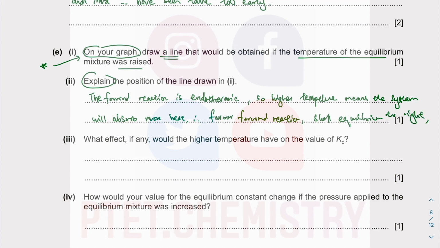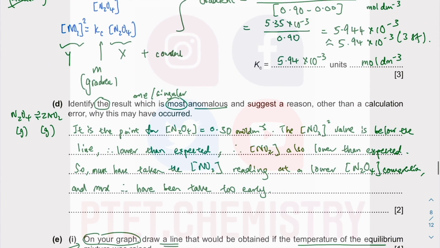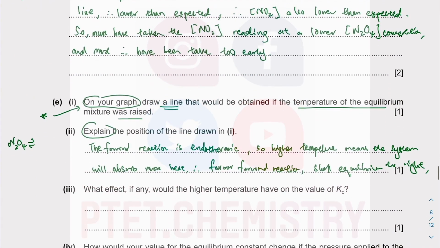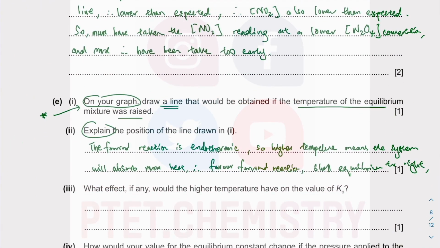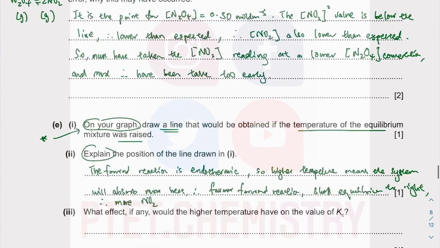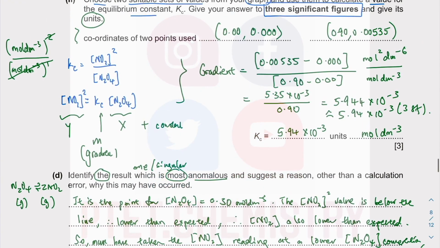And when you shift equilibrium to the right, remember your equilibrium was N2O4. Was it N2O4 going to NO2? Yep, it was N2O4 going to NO2. When you shift to the right, you will get more NO2. Therefore, more NO2. Alright? Your gradient is basically the concentration of NO2 against N2O4.